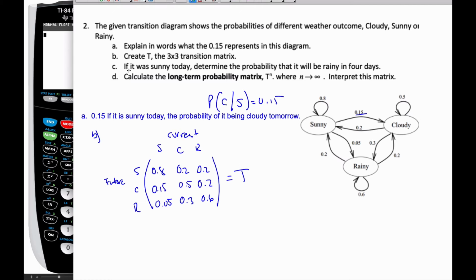So if it was sunny today, determine the probability that it will be rainy in 4 days. Well, there's lots of ways that this can happen, and if I add them all up, the easiest way to do it is by finding the fourth power of my transition matrix. I'm going to have it sunny today, so I'm going to take T to the power of 4 and multiply it by a 3 by 1 matrix. This is the sunny column: it's sunny today, and not cloudy, and not rainy. If I multiply those, I will get a single column that shows me specifically what the outcomes are for sunny days.